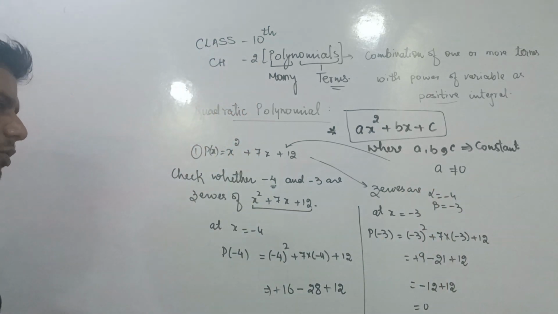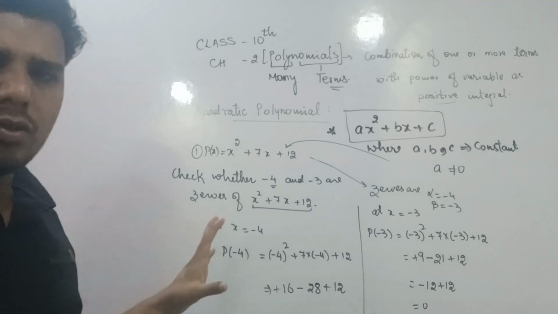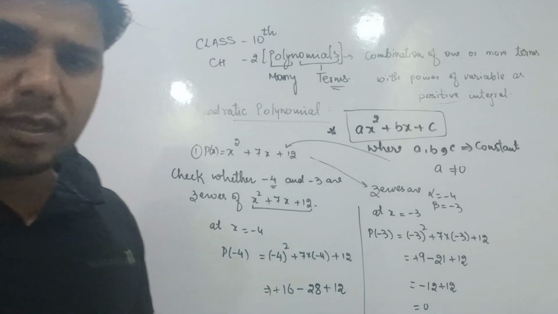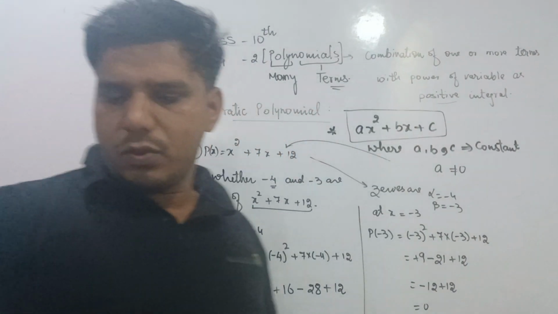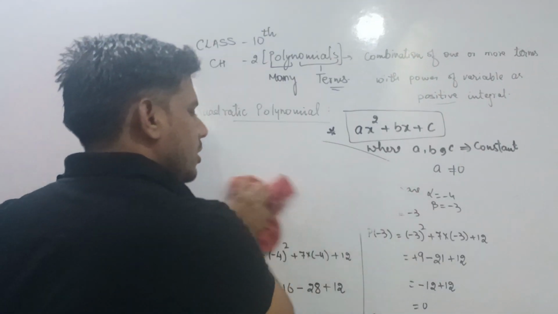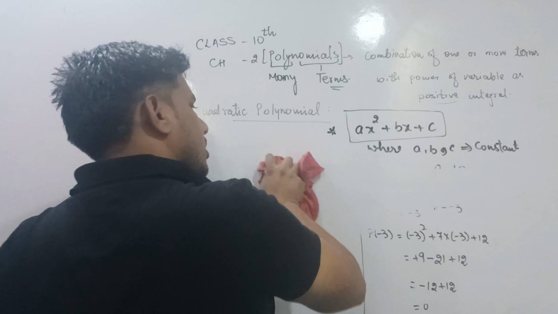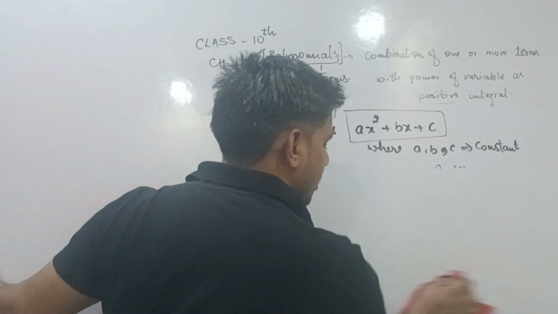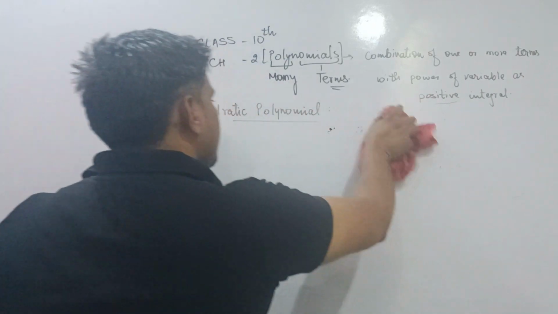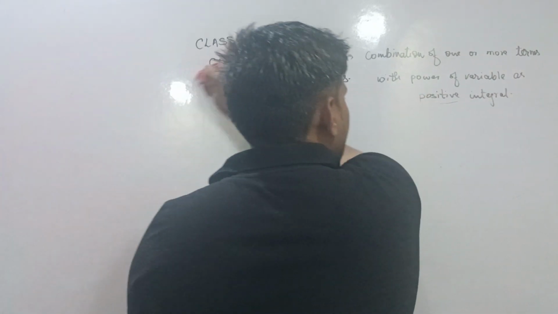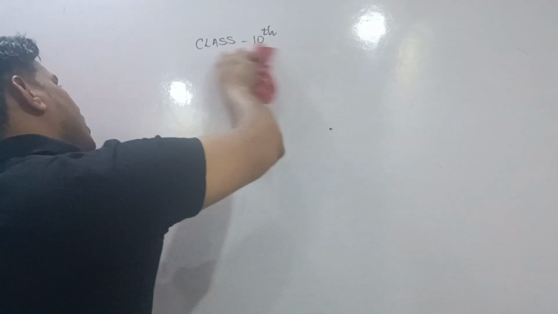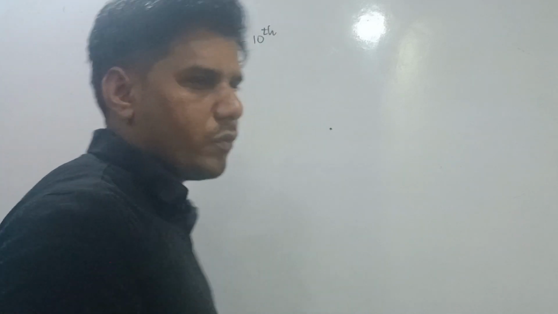I think it is clear. I think you have understood what are the methods to find the zeros of a polynomial and how we can verify. So now we will understand the relationship between the zeros and coefficient. Coefficient you all know here. In the standard form, we have ax square plus bx plus c. A, b and c are the coefficients here. So now we are going to learn the relationship between the zeros and coefficient.